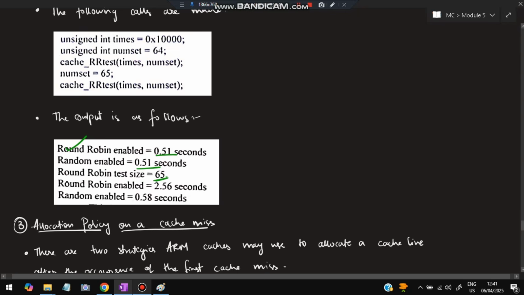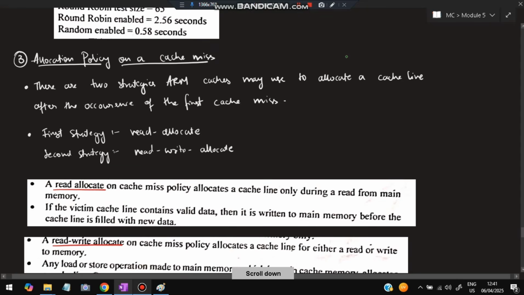But when it is 65, meaning another page has come, round robin will be very high, which is 2.56 seconds, and random will be much less, 0.58. So based on the two scenarios, you can select round robin or random for the pages. So this is the performance difference between the two algorithms.